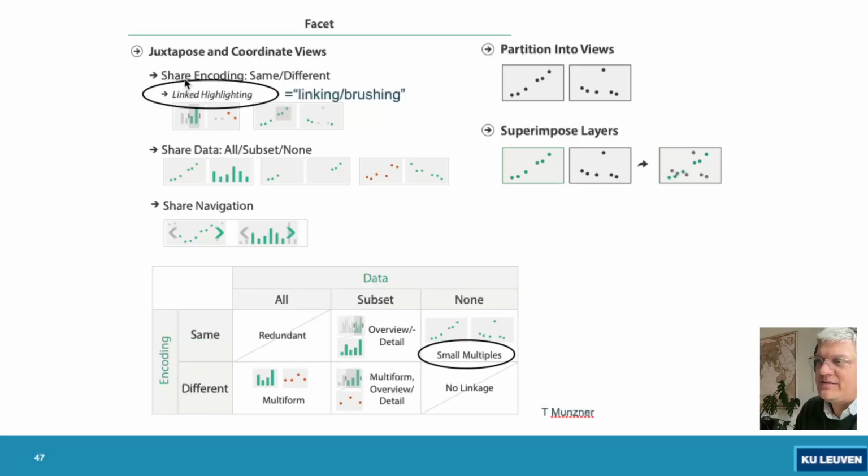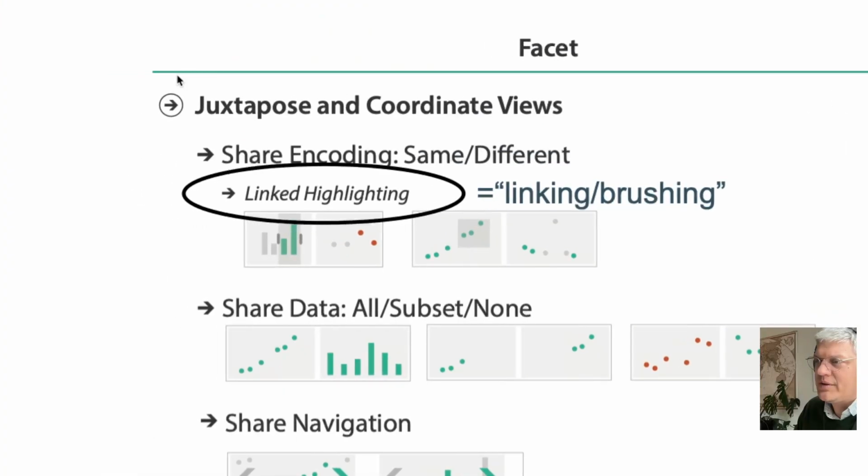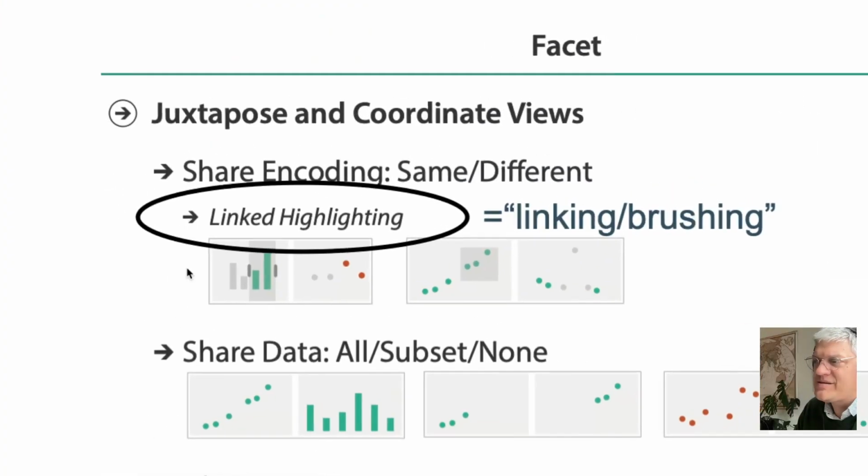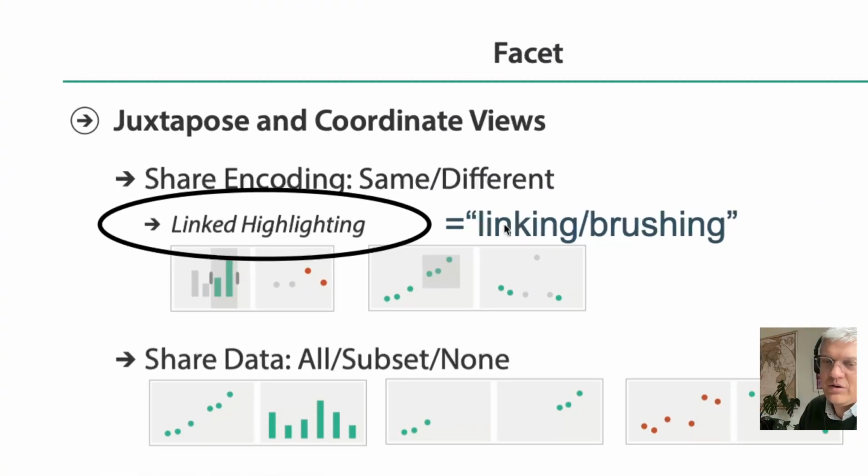Oh, yeah, right, linked highlighting. So this is an important one, where basically we have what we call linking and brushing. So let's look at this one. Let's say we have 3 dimensions, right? X, Y, and Z. And here we plot X versus Y. And here we plot X versus Z, right?